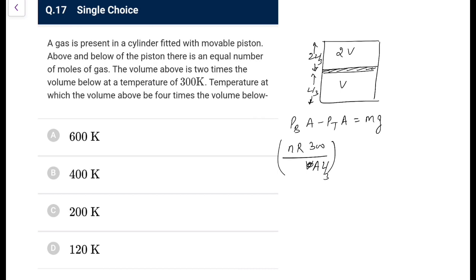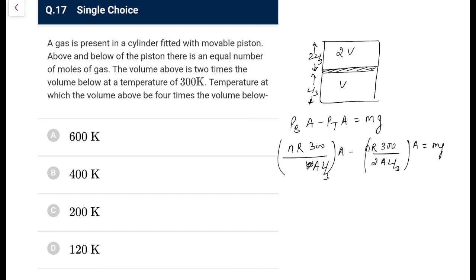So A into L by 3, and this is A minus nR into 300, and this would be what we have at the top: 2AL by 3 into A equals mg. So that is the first equation. Now what you need is the temperature at which the volume above is 4 times the volume below.